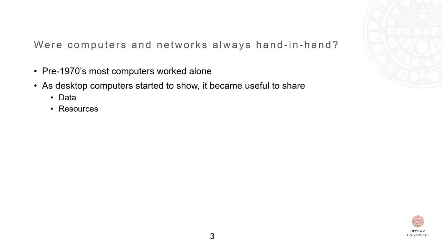So let's go back in the history of computers. Were computers and networks always hand in hand? Did we have computer networks since the beginning of the appearance of computers? The answer is no. So before the 1970s, most computers worked alone.